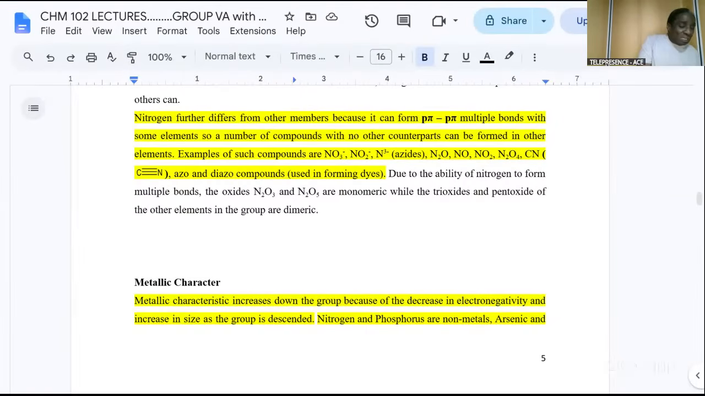This is the peculiarity of what? Nitrogen. And that is because despite the fact that it can exhibit the p-pi bond, it was enhanced by the presence of lone pairs of electrons that was absent in carbon.